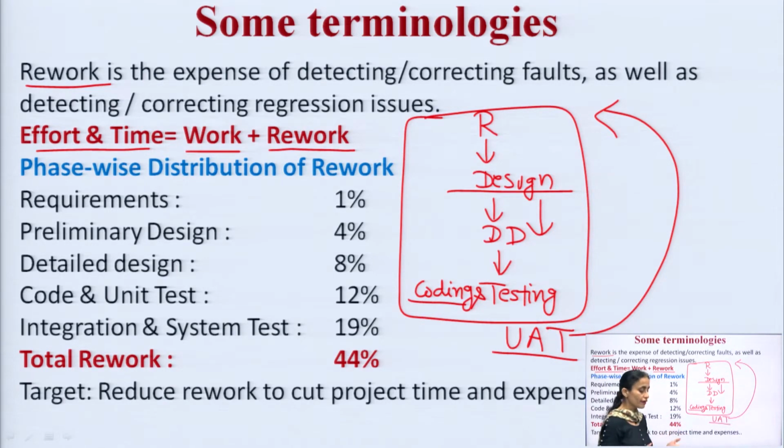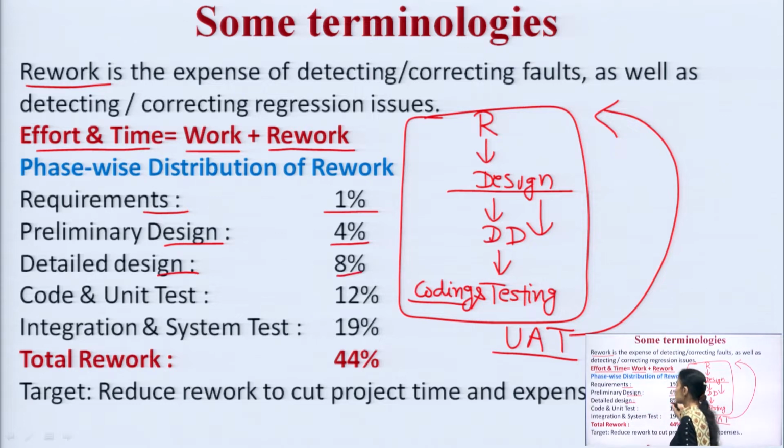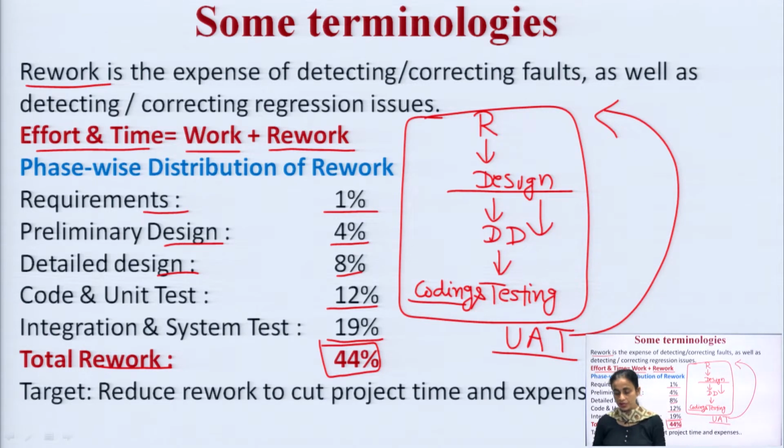So, the amount of rework during all the stages has been captured. At the requirement stage, it is shown as 1%, during the preliminary design it is 4%, detailed design says the rework will go to 8%, and the coding and unit testing will increase by 12%, and integration and system testing, the effort will be increased by 19%. So, the total rework comes out to be 44%. Our target is to reduce this rework so that we can cut down the project time and expenses further. So, how we proceed, that we will discuss here.